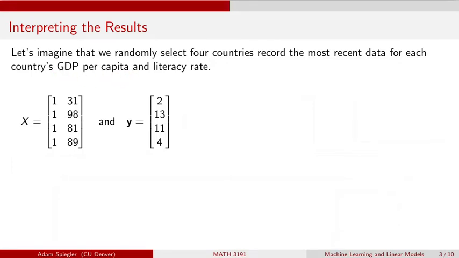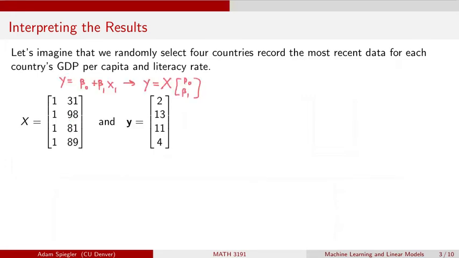And we've observed the literacy rates for these 4 countries, which I've recorded down this column over here. This is telling me that for one country, their literacy rate was 31% and their GDP per capita was about $2,000. Here we're giving GDP per capita in thousands of dollars. And here's another country, their GDP per capita was $13,000 and they had a literacy rate of 98%.